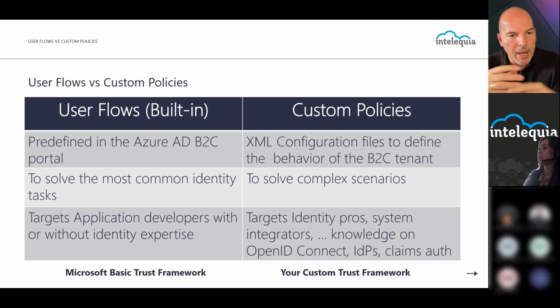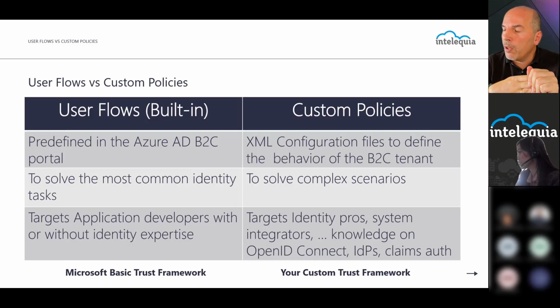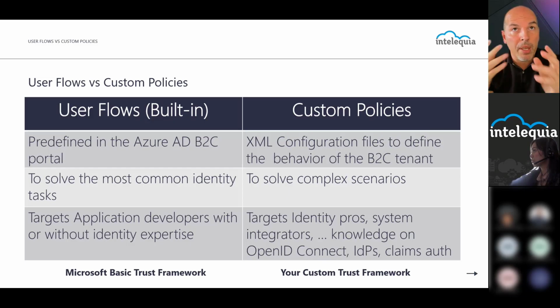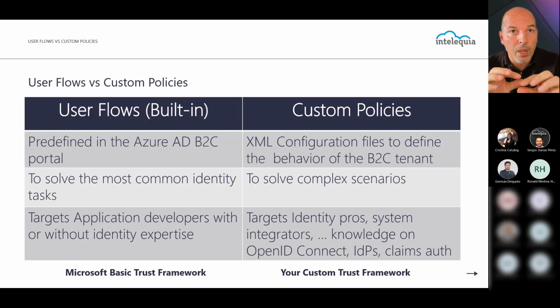Then you have custom policies, which are based on XML configuration files to define the behavior. For example, if I have a DNN platform and I want to share the tenant between different portals, is there any way that I can share the same one? I could, for example, extend the custom attributes and create an attribute that would be the portal ID. Just thinking out loud of different possible scenarios. And this is of course for more sophisticated scenarios.